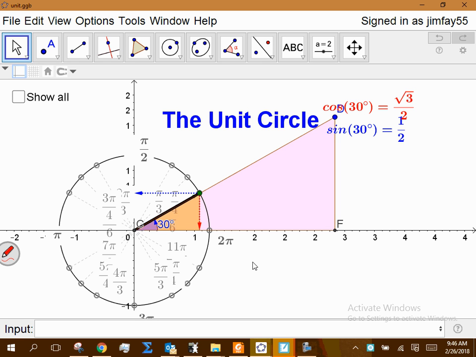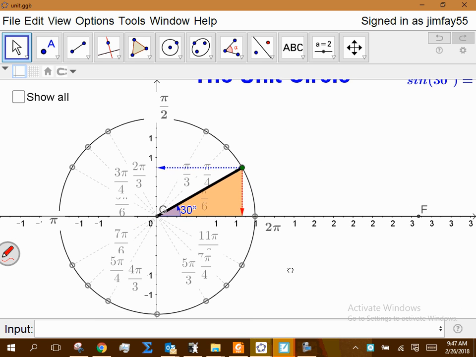Now, how does that benefit us? How does creating a triangle here, where we've got this angle being 30, this one being 90, this one being 60, how does it benefit us to make this distance here 1?